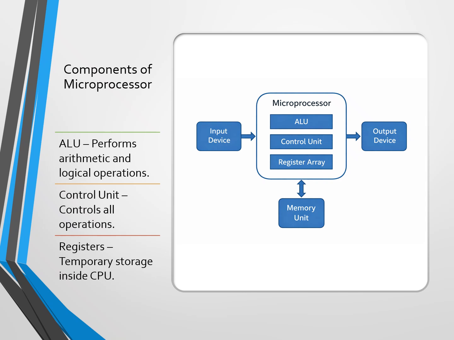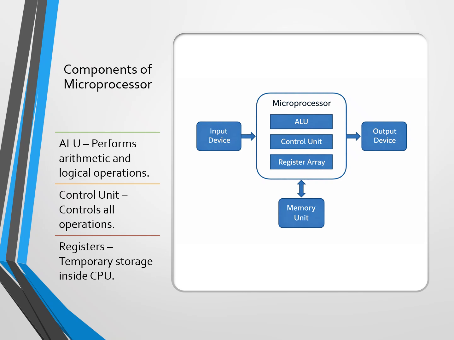So let's look at the components of microprocessor. The diagram on the right side shows the existing components in a microprocessor. ALU, which is arithmetic and logical unit, performs mathematical and logical operations. Control unit acts as a controller for the microprocessor. And then the register array, it's more like a storage, but in the binary form, right? That is what registers are used for.